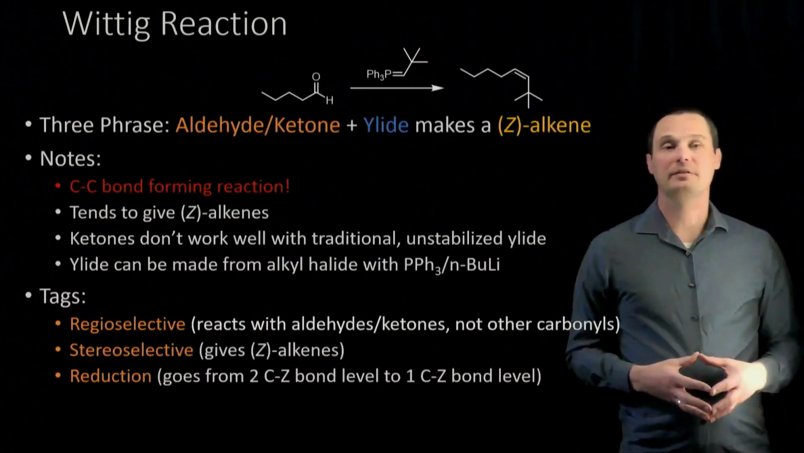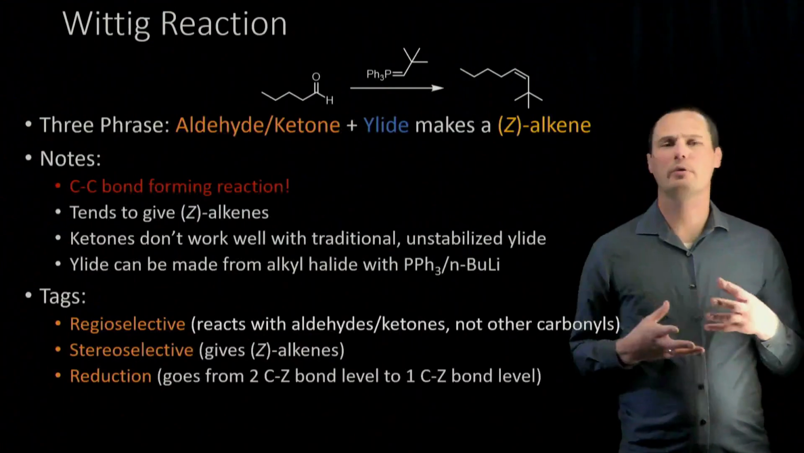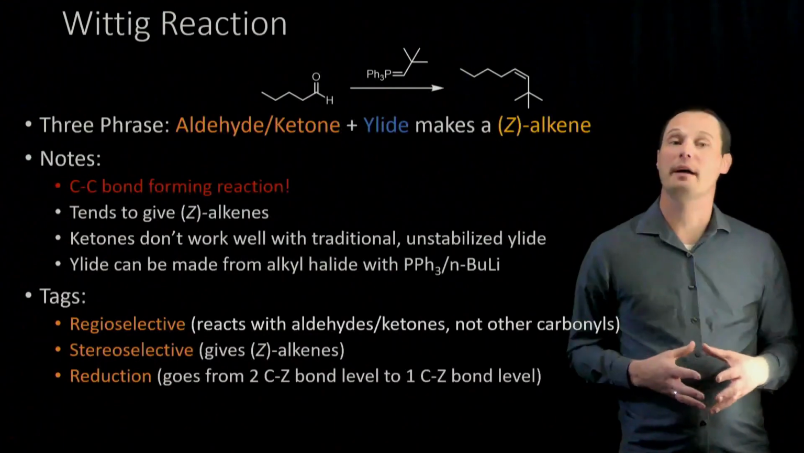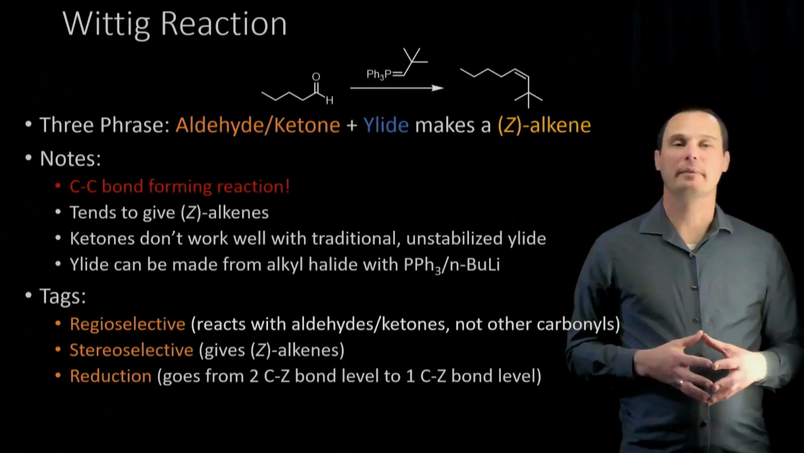This reaction does tend to give Z-alkenes for the traditional Wittig reaction. If we wanted something other than a Z-alkene, or if we want to work with something other than aldehydes, we might want to use one of the modifications to the Wittig reaction that's not the subject of this video. And the ylide, if we need to make it, we can make from an alkyl halide.